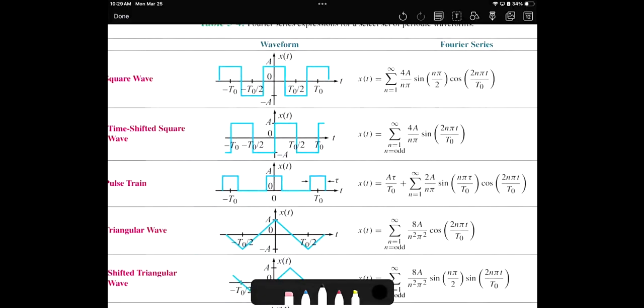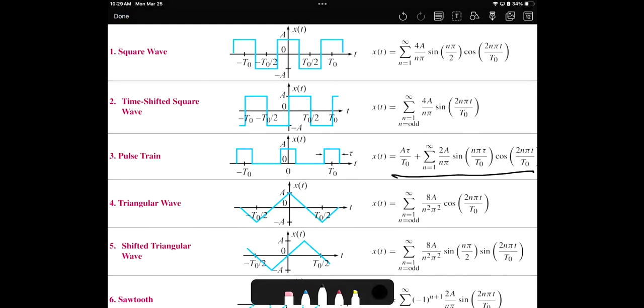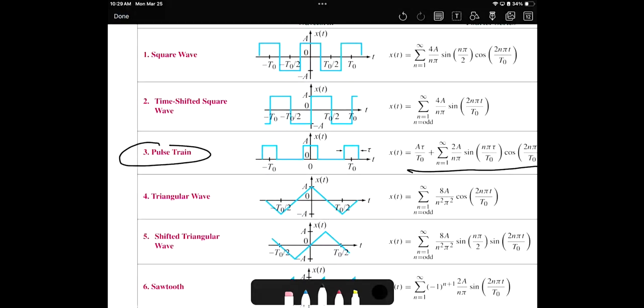And there's a pulse train. You can see the triangular wave, etc. Let's just have a look at the pulse train. Let's explore it and see how we can do it.